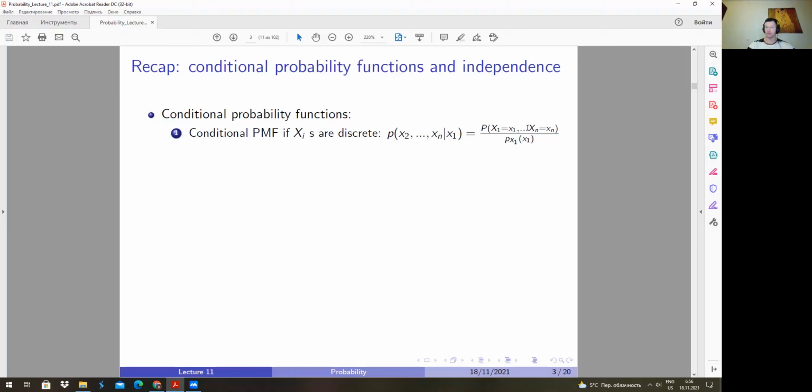And that's simply the application of the conditional probability definition that we know from lecture number 4, I suppose. And this is the fraction of the joint probability mass function for all variables and the marginal probability for x1. And for the conditional PDF, the logic is the same. We just use the density functions here.